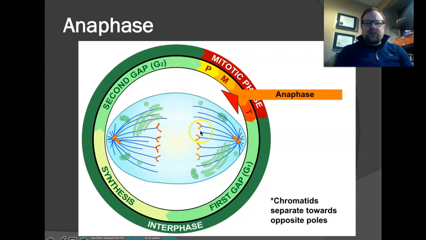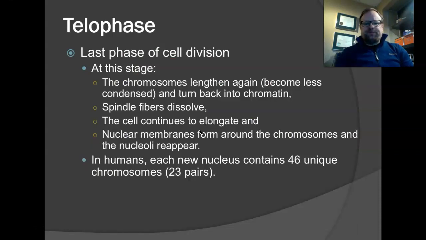Okay, so these chromatids now are moving across to opposite poles, and there will be 46 chromatids that move in this direction and 46 chromatids that move in this direction. Telophase is the last phase of division, and basically what happens at this point is those chromatids, which we'll call chromosomes now, begin to uncondense. Okay, they become less condensed and they turn back into chromosomes, or chromatin.